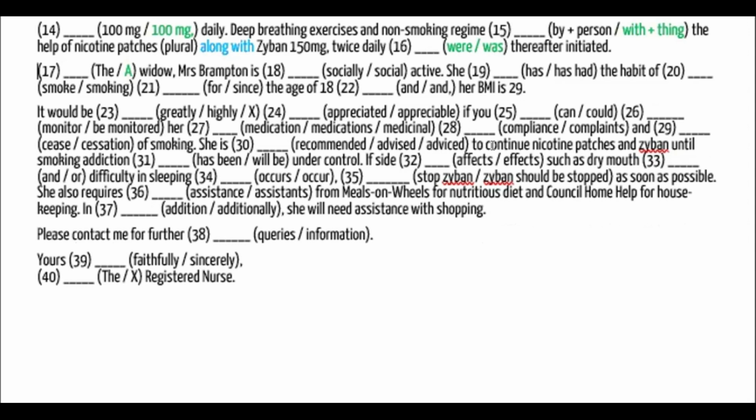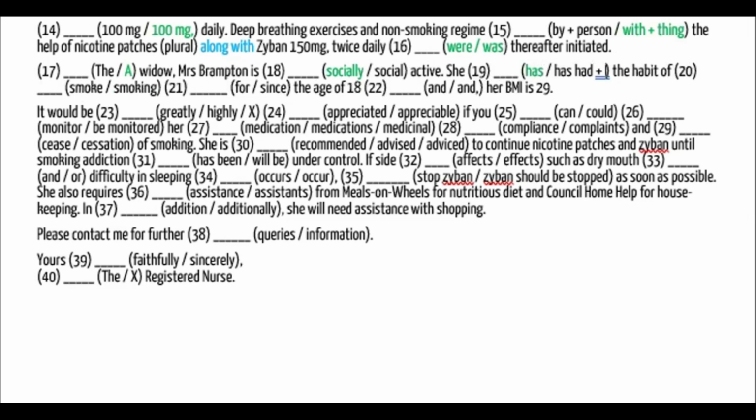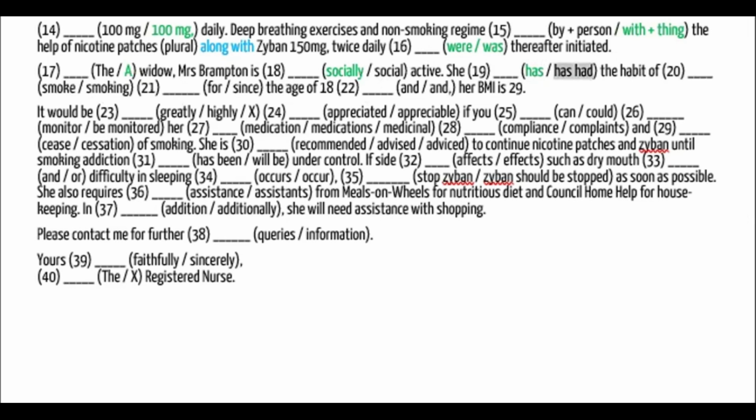All right, I think it's clear to you. A widow, Mrs. Brampton, is socially active. She has had... Whenever you're talking about habits, we always say "she has a habit of". We never say "has had". "Has had" is used for chronic disease conditions, like "she has had diabetes". But for habits, we always write "she has".